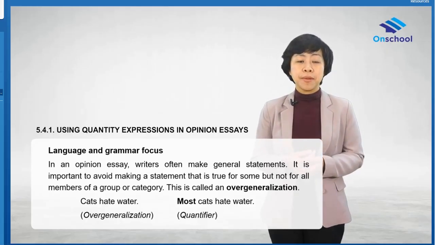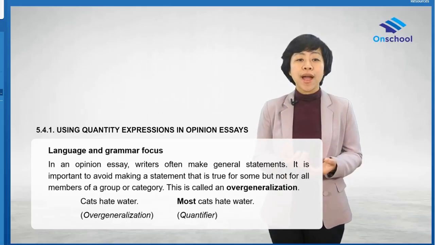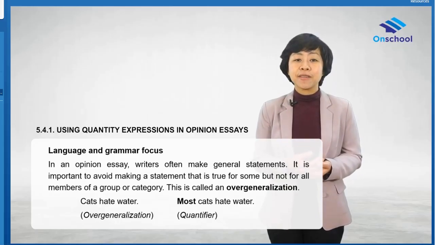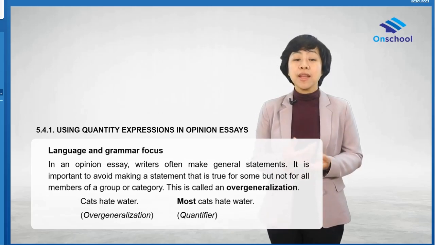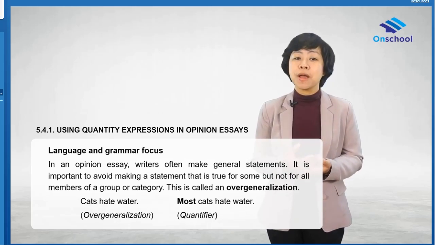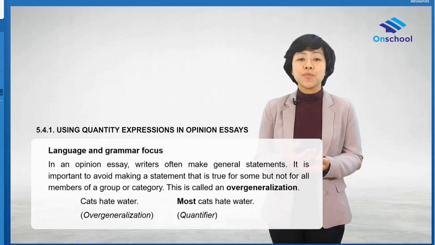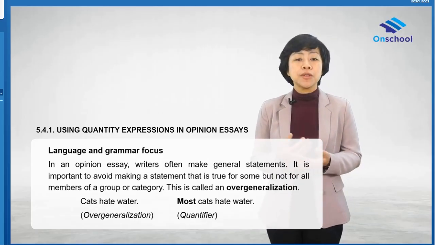Compare the following statements. The first statement suggests that all cats in the world hate water. It is untrue because some cats, such as tigers, are good swimmers and enjoy being in water. In the second statement, the writer uses the quantity expression most. The quantity expression qualifies or limits the generalization so that the statement is true.